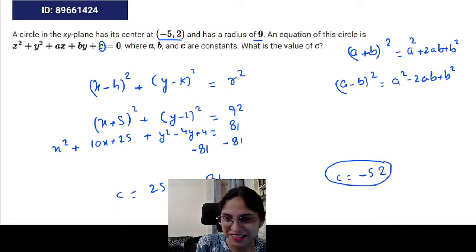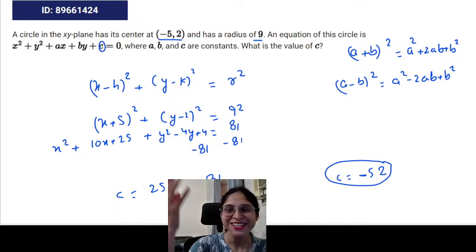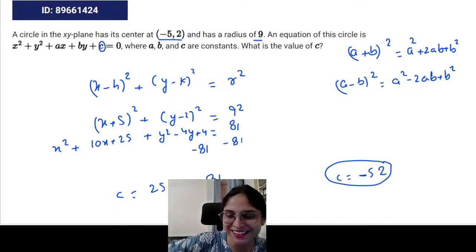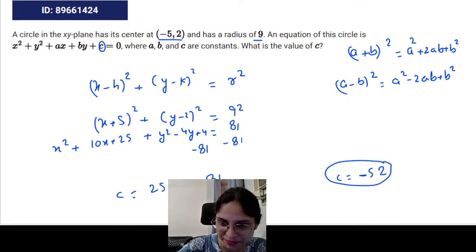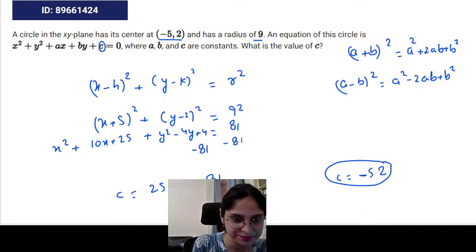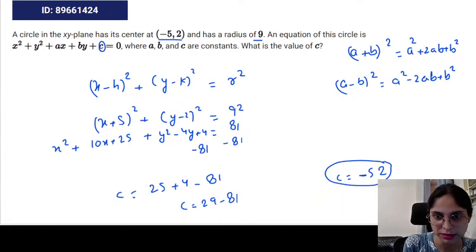Thank you so much, Epic Blob Pit. You guys have funny names. Like, these are really great names. Thank you so much. Yeah. I'm glad that I was able to help. Yeah, I hope this question is clear. So the value of C is negative 52.